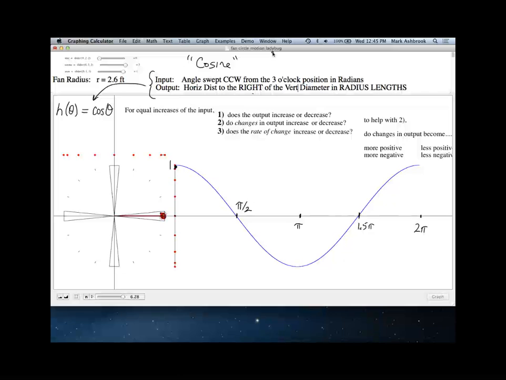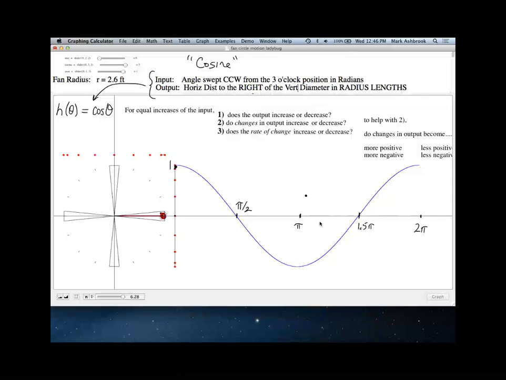How do you understand well what cosine is? What's it about? Without hesitation, you know what the input into cosine is, and you know what the output of cosine is. Those are the people who understand cosine. The input is our angle, swept counterclockwise from the 3 o'clock position. The output is the horizontal distance, and that's what we're showing here on the vertical axis, the horizontal distance to the right of the vertical diameter in radius lengths.